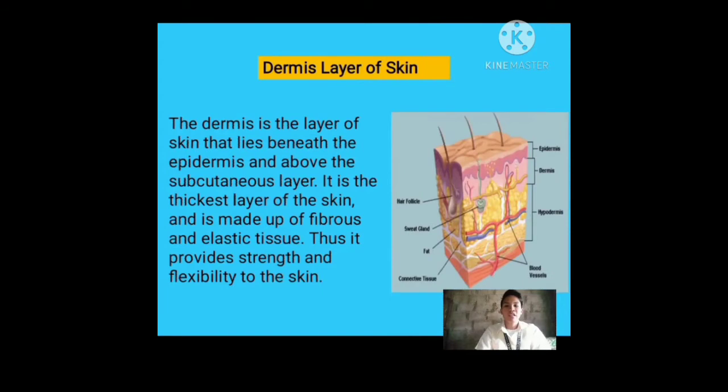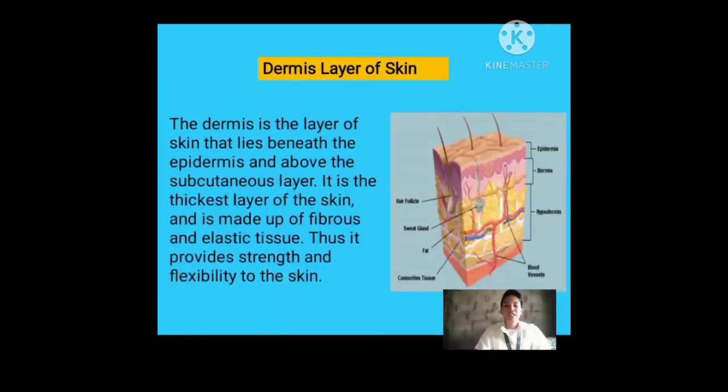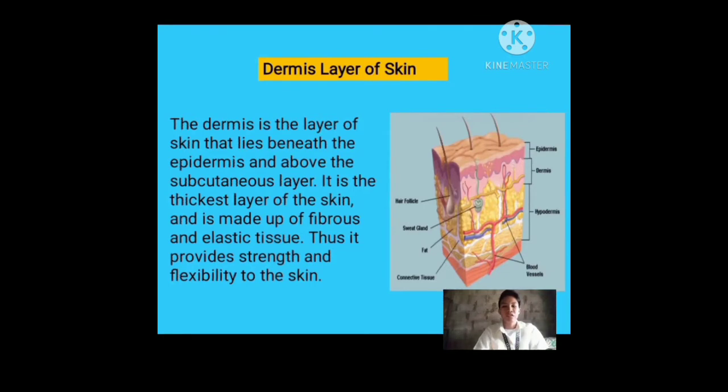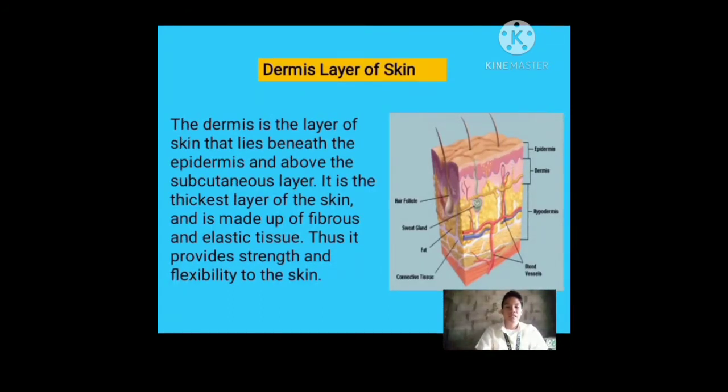The dermis is the layer of skin that lies beneath the epidermis and above the subcutaneous layer. So from the epidermis layer, sa deep na to or gawing baba na to, there's a dermis layer. It is the thickest layer of the skin. So meaning ito yung pinakamakapal sa layer ng ating skin. And it is made up of fibrous and elastic tissues that provide strength and flexibility to the skin. So, meaning yung fibrous and elastic tissues, sila yung nagpo-provide kung bakit natin nakukurot or napipisil yung ating mga balat.